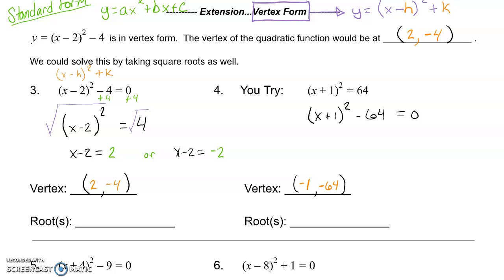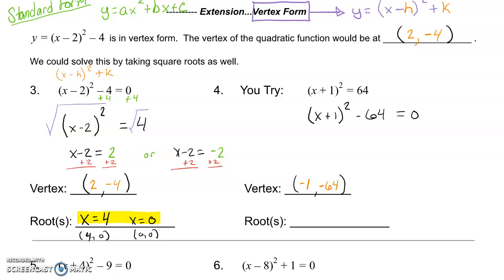And now I'm not done. Now I've got one additional step left in solving this. I have to add 2 to both sides here, and I have a root, a solution, or a 0 at x equals 4. That would be at 4, 0. And I have another root, a solution, or a 0 at x equals 0, which would be at the origin. Those would be my roots, my solutions, or my zeros.